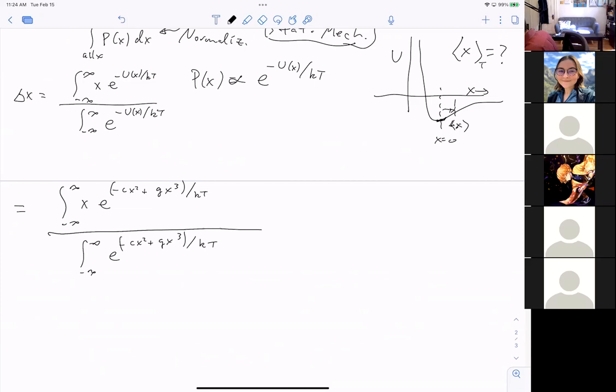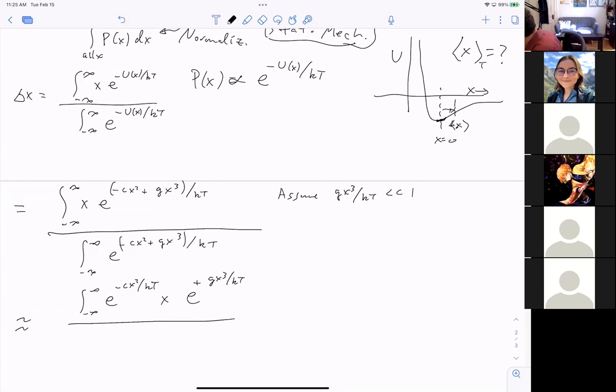And so what we're going to do is assume that the anharmonic part is small. So we'll assume that gx cubed over kT is small. And so then we can write this integral as the integral from negative infinity to infinity of e to the negative cx squared over kT times x times e to the plus gx cubed over kT. And on the denominator, I can just drop that anharmonic part because it's so small.